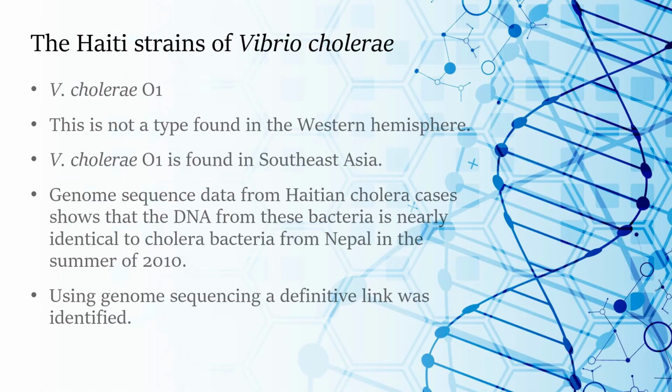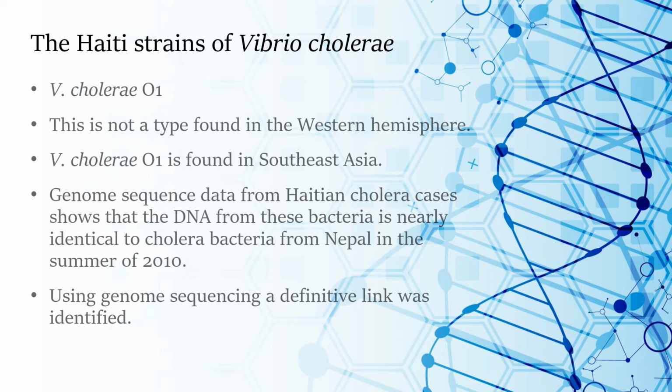So this is where we bring in the genetic testing. The Haiti strains of Vibrio cholerae were genome sequenced and typed, and it was discovered that the Vibrio cholerae in Haiti was V. cholerae O1, and this is not a type that is found in the Western Hemisphere. V. cholerae O1 is found in Southeast Asia.